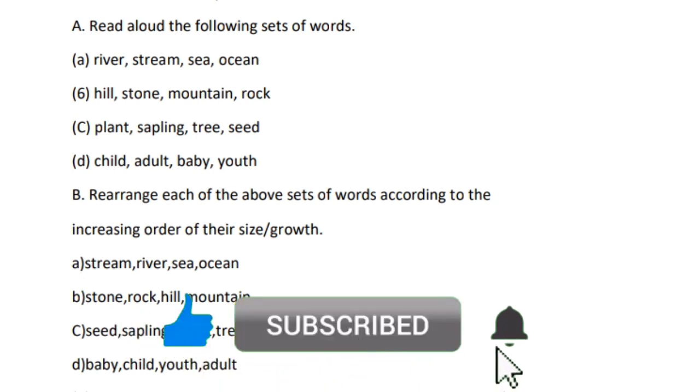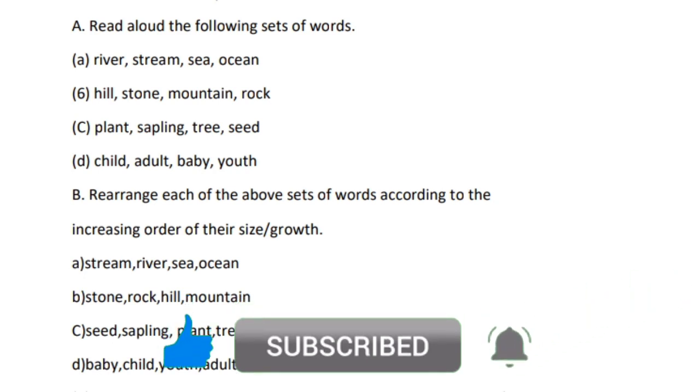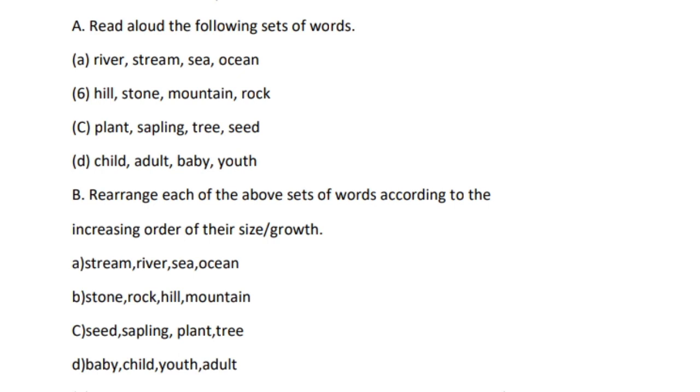A. River, stream, sea, ocean. B. Hill, stone, mountain, rock. C. Plant, sapling, tree, seed. D. Child, adult, baby, youth. Question B. Now we have to rearrange the given set.